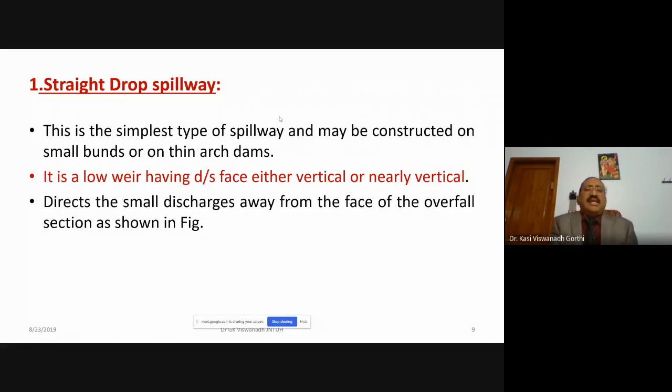What is this straight drop spillway? It is the simplest type of spillway, which may be constructed on small bunds or thin arch dams, and it is a low weir having a downstream face either vertical or nearly vertical. It directs the small discharges away from the face of the overflow section, thereby the excess water flows to the downstream.